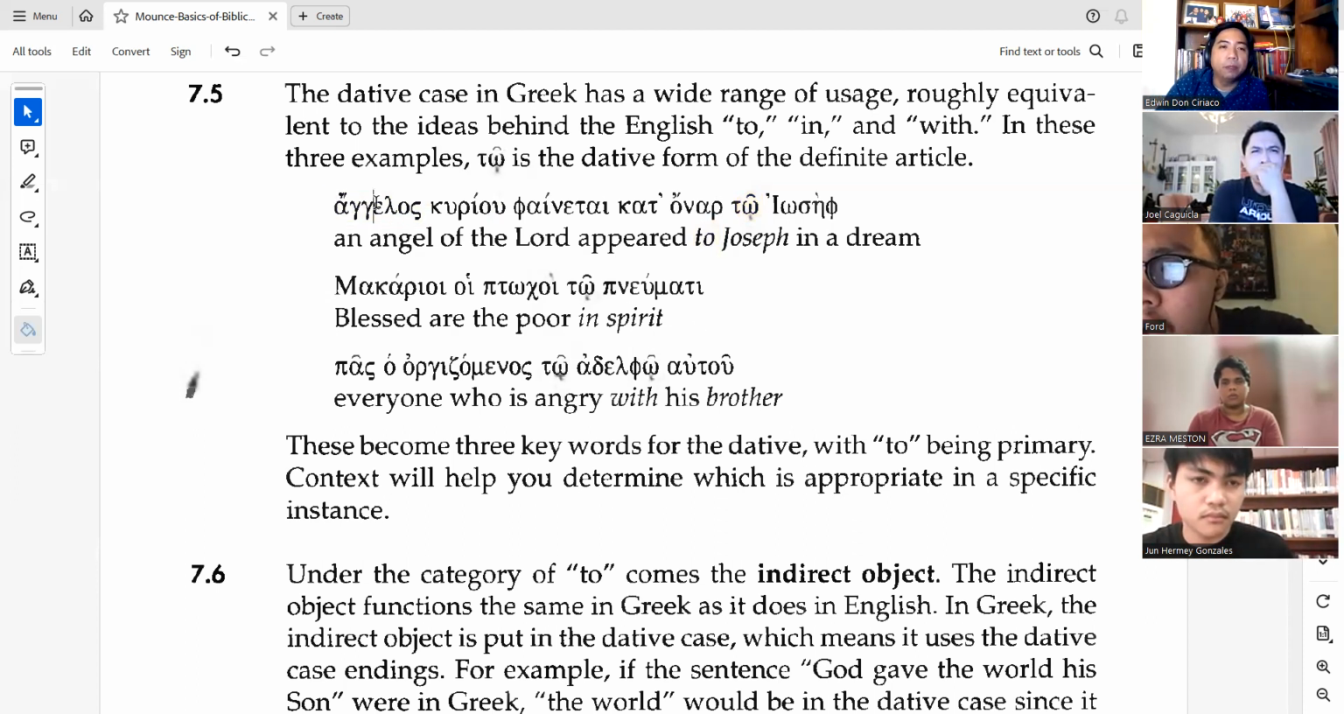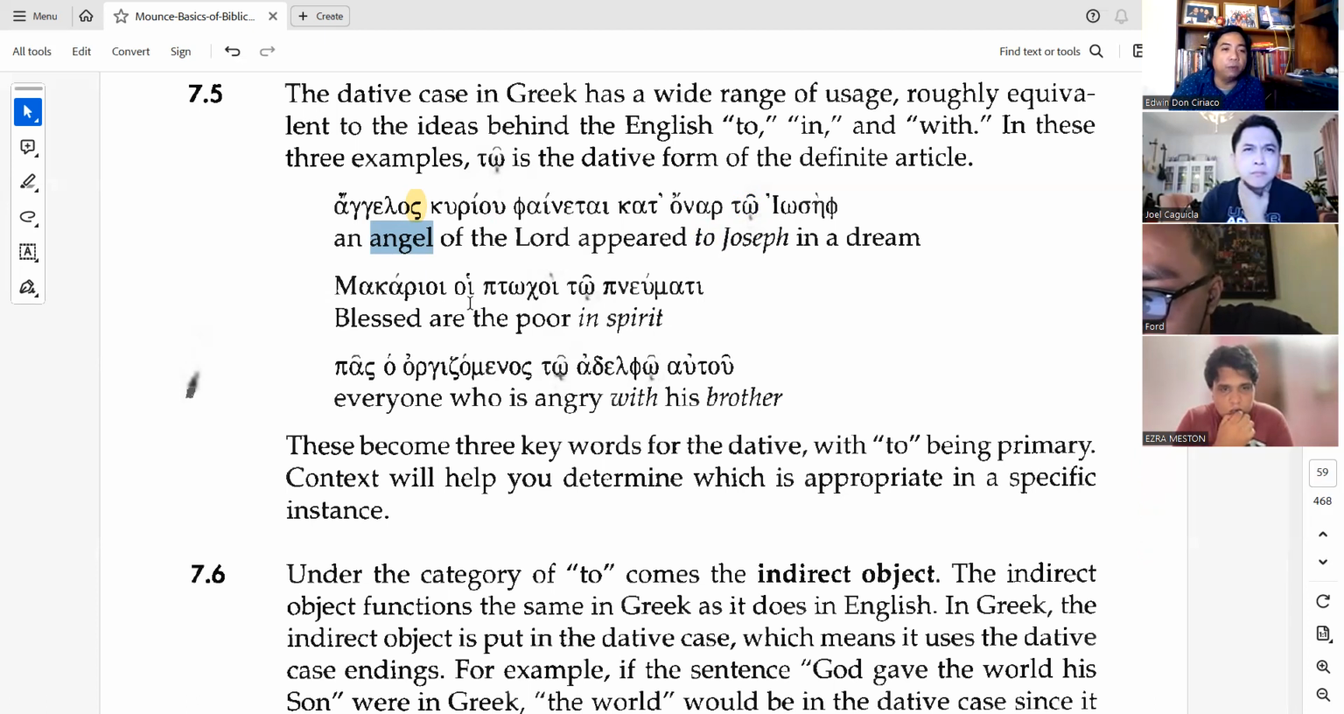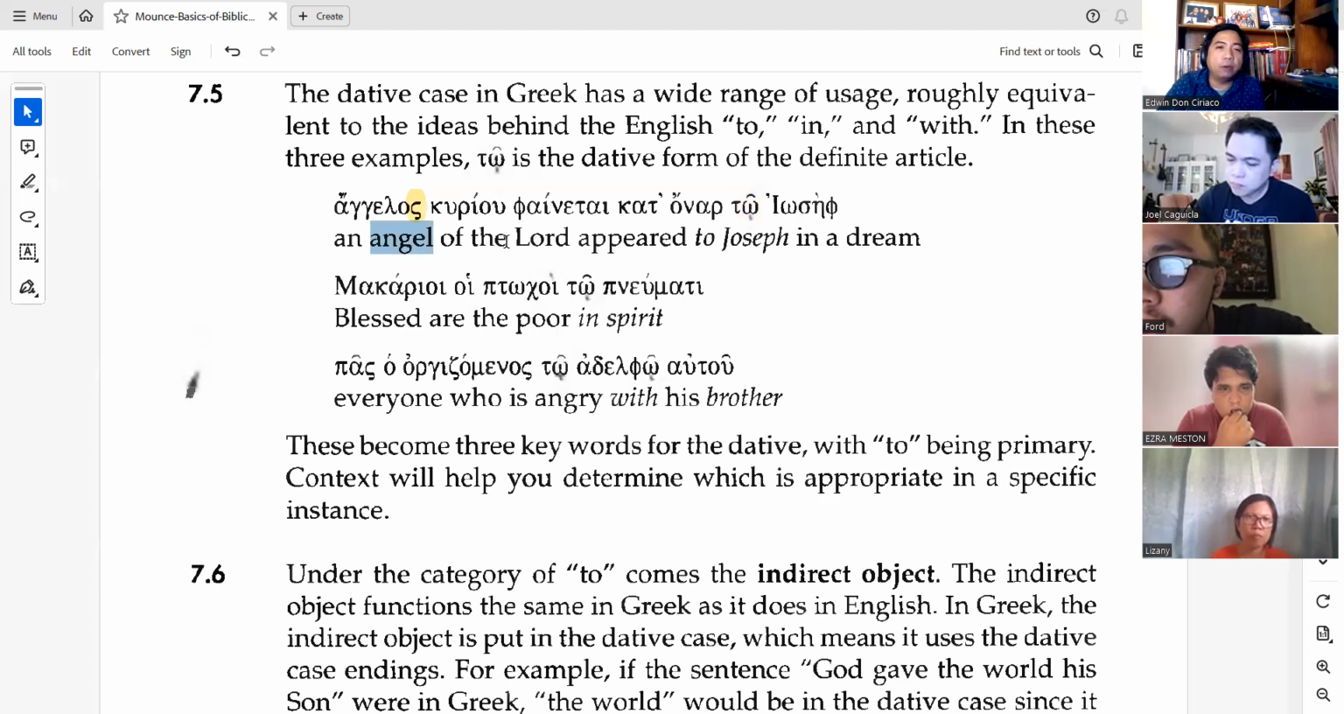Angelos is nominative because of the ending, and it is singular. So we will not say that these are angels. If the Greek is angelos, the plural becomes angeloi. The ending would be iota. And then now kurio ends with the upsilon. This is the genitive. Kurio. And it is directly related to the angelos. So that's why it is the angel of the Lord.